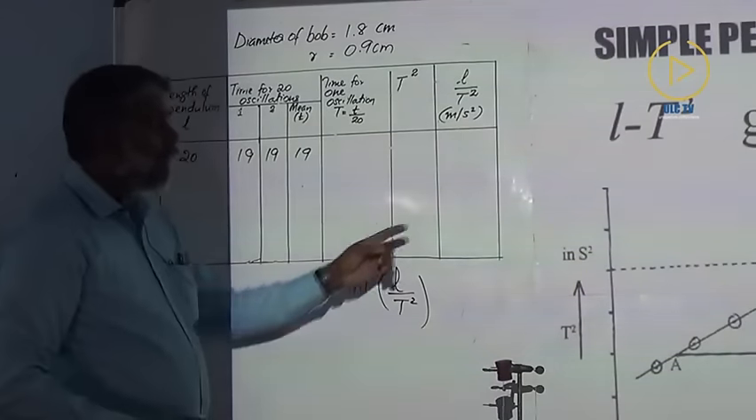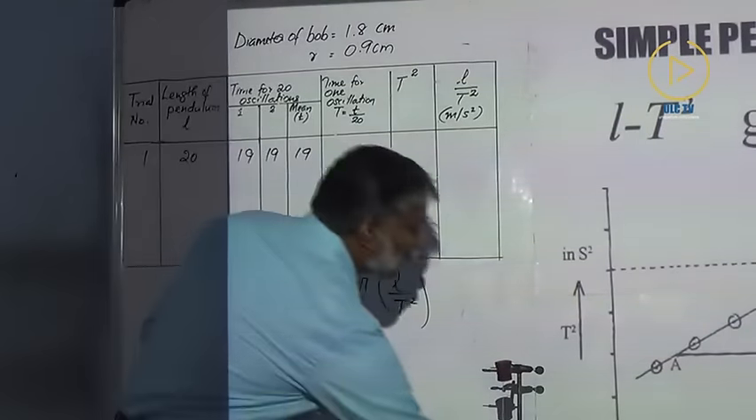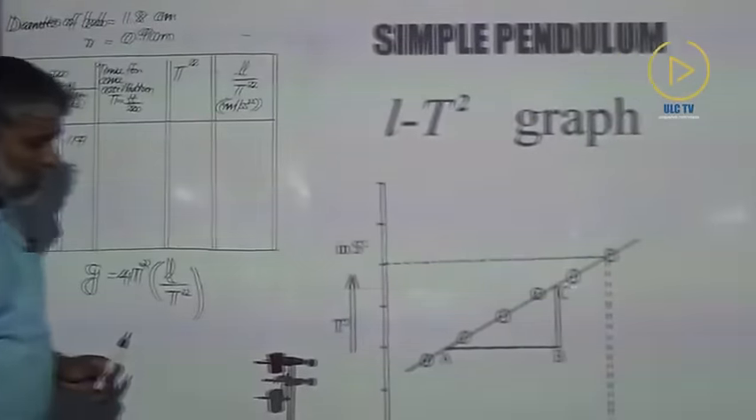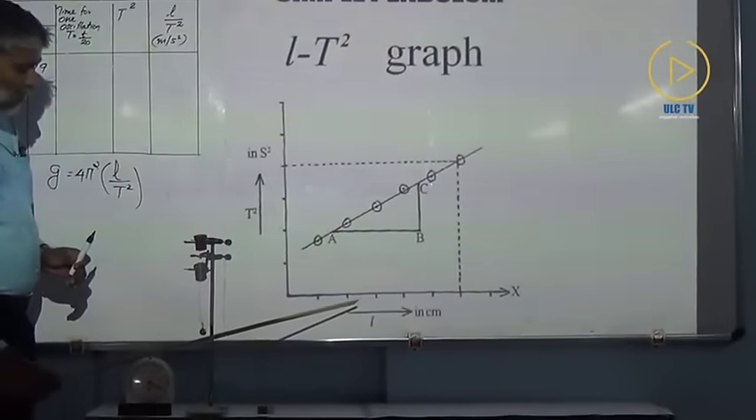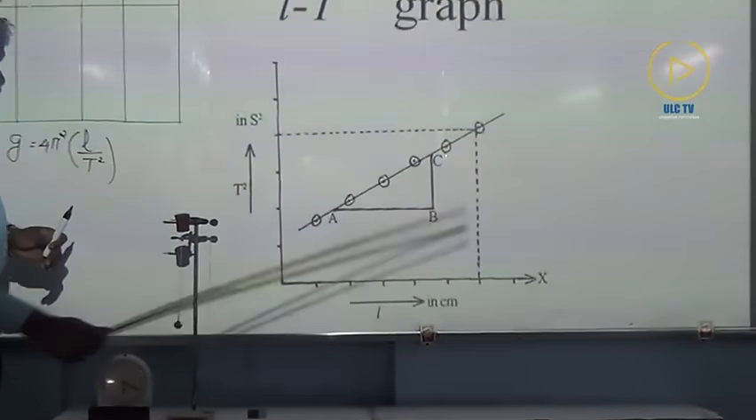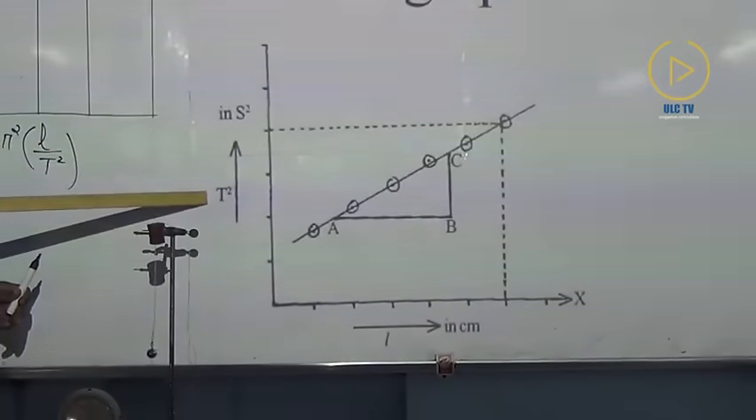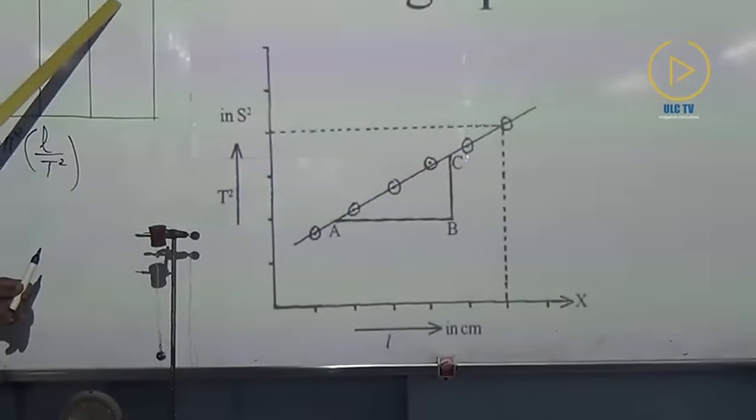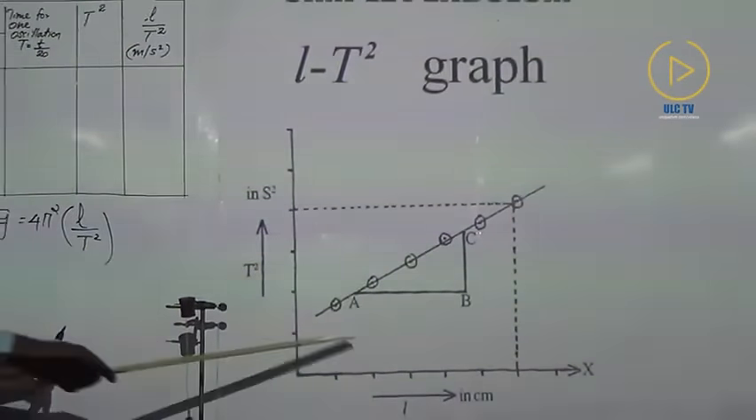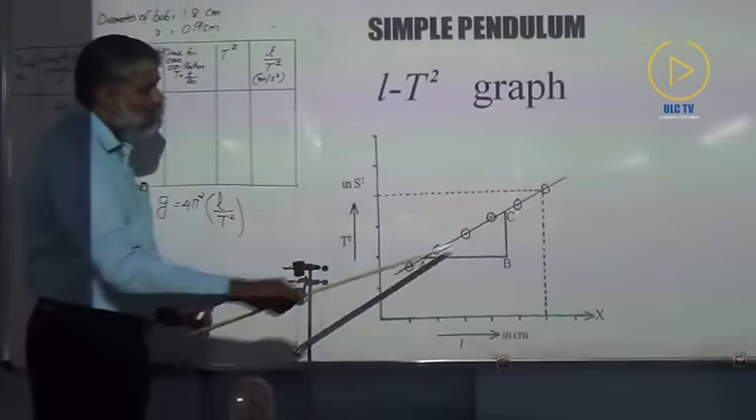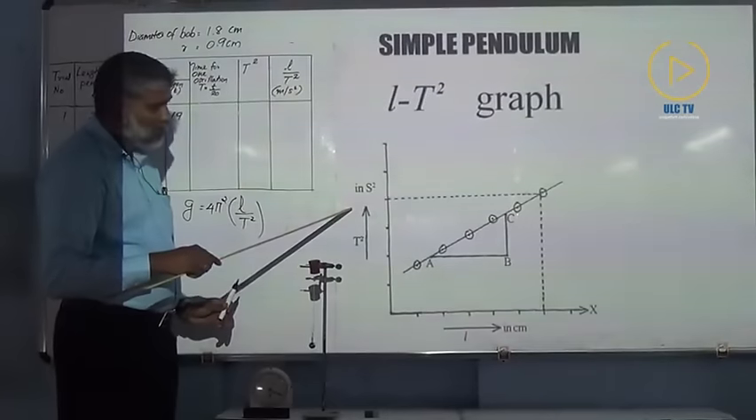Then we are plotting a graph between L and t square. There you can find the graph. Here on the x-axis I am marking L, 20, 40, 60 like that. Then on the y-axis I am marking the values of t square. So the t square values are plotted here. I get a straight line graph. So a straight line graph indicates that L and t square are in direct proportion.